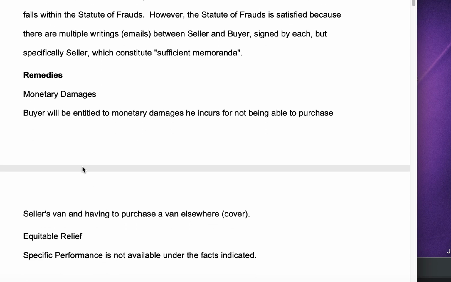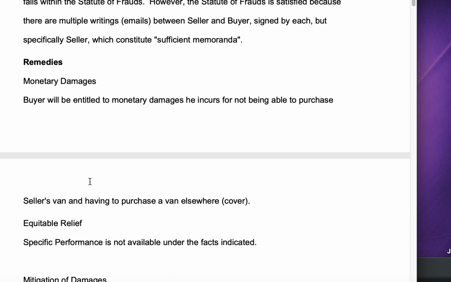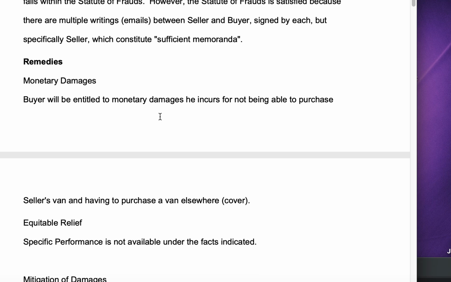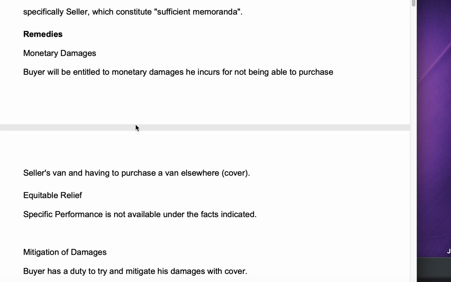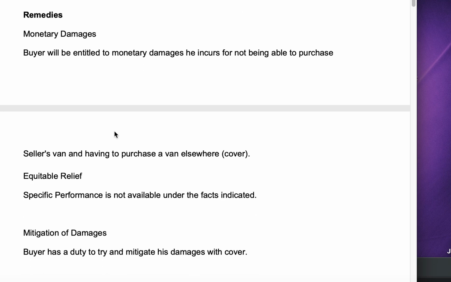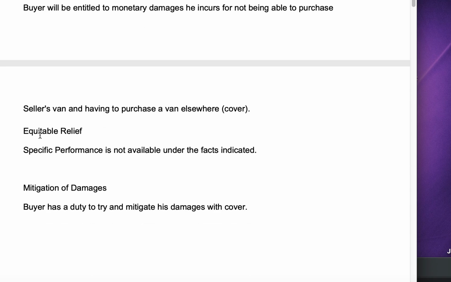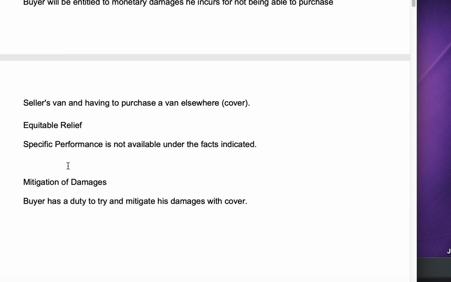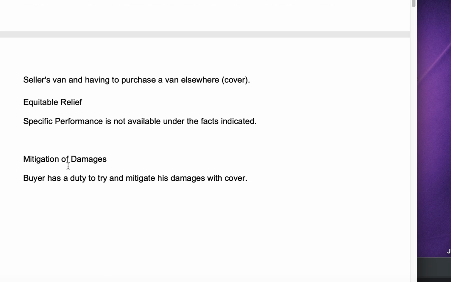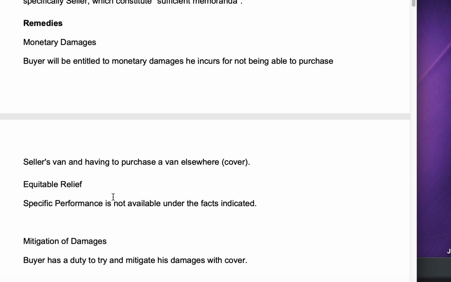Remedies. Monetary damages. Buyer will be entitled to monetary damages he incurs for not being able to purchase the seller's van and having to purchase a van elsewhere. Cover. Equitable relief. Specific performance is not available under the facts indicated. Mitigation of damages. Now you see how they didn't go into detail over the remedies that much.